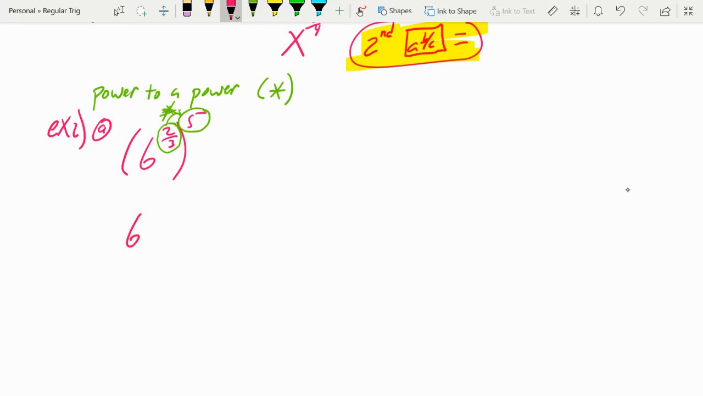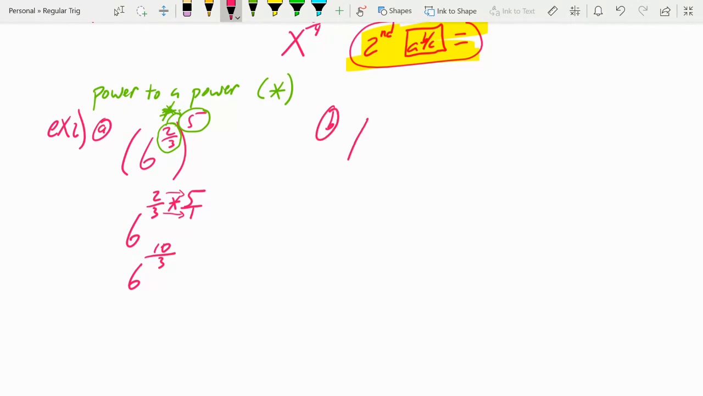So I end up with 6 to the 2/3 times 5. And remember, when you're multiplying fractions, you multiply straight across. So I could think about a 1 being underneath there. So you're going to multiply 2 times 5, 3 times 1. So I end up with 6 to the 10 over 3 power. All right. And remember, just leave it alone. You don't have to do anything.